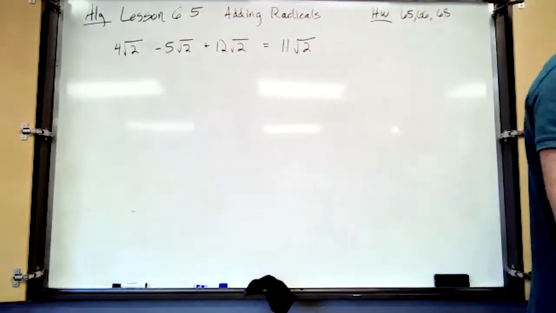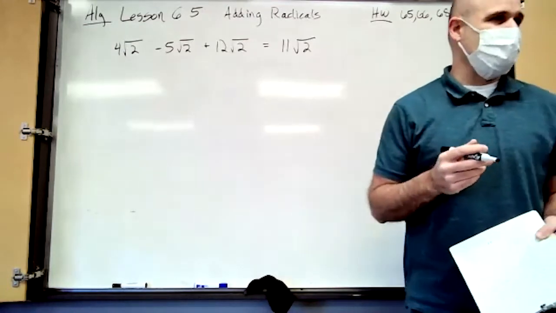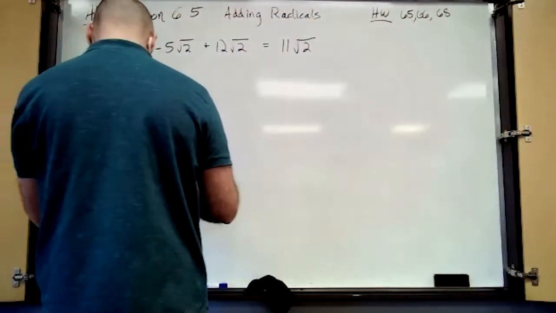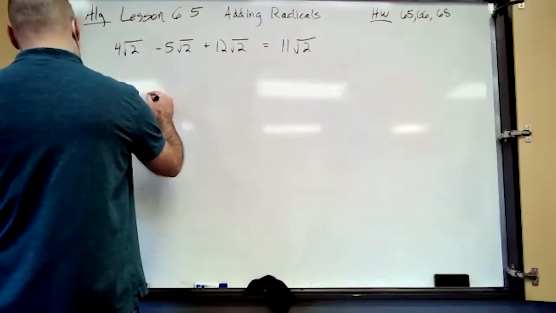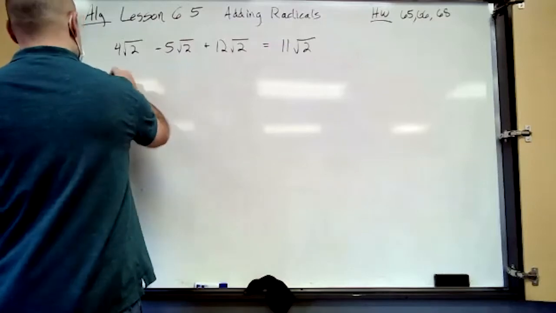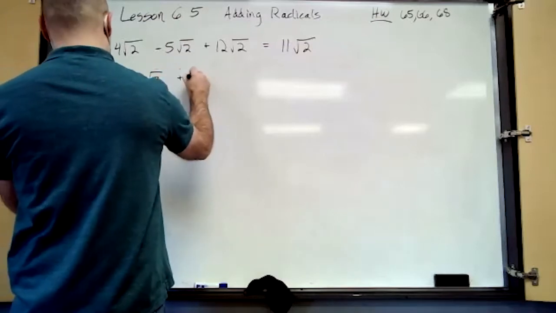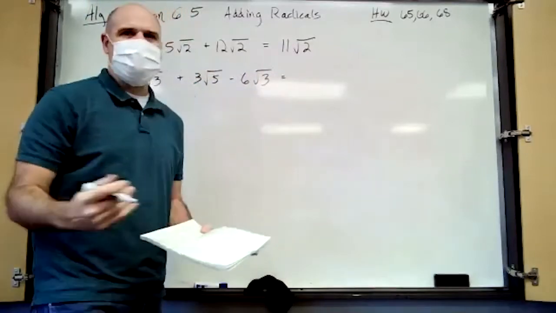So far, so good? Since you can't take the square root of 2 and can't do anything with it anyway, just leave it as kind of like a variable. So this is kind of like 4x minus 5x plus 12x. Okay? There's really not too much else to this, but if you have different radicals, you can only add similar radicals together. So here's example 2. 4 radical 3 plus 3 radical 5 minus 6 radical 3. Let's write a simplified expression.